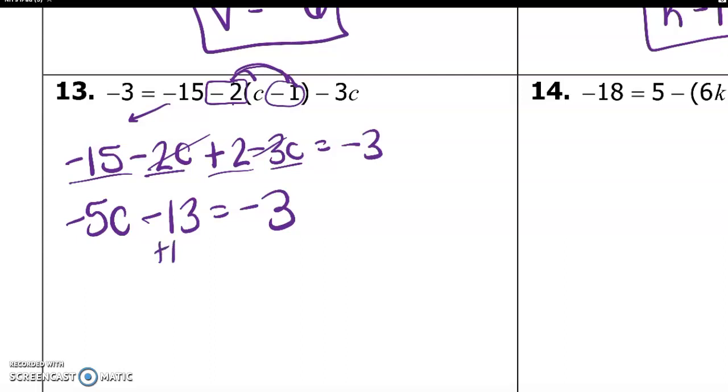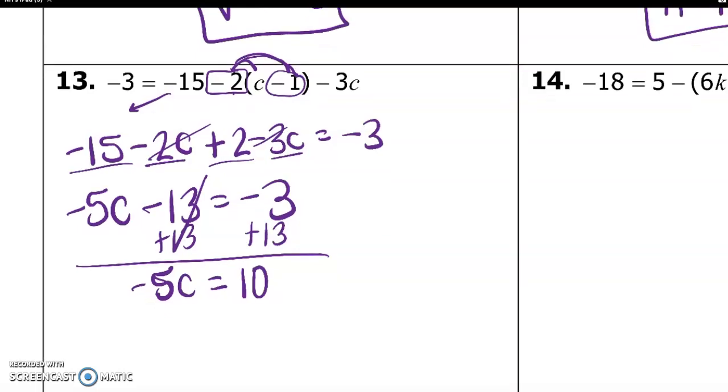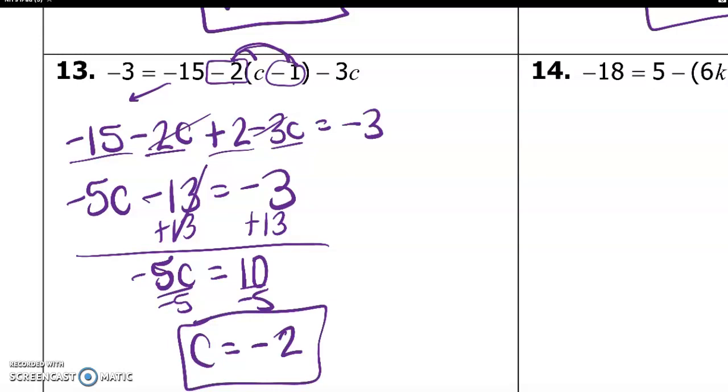Now I need to add 13 to both sides. That goes away. Negative 5c equals positive 10. Divide by negative 5. C equals negative 2. And you're done.